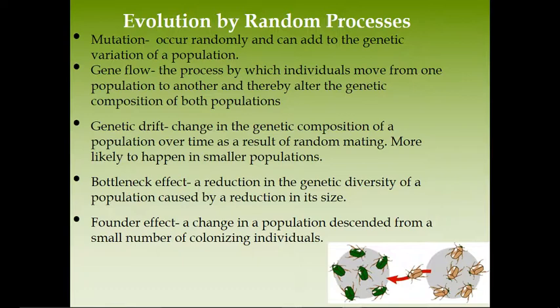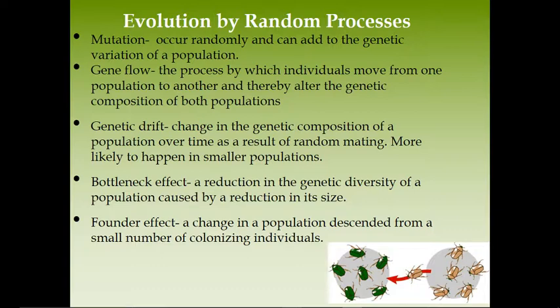The first is mutation, which occurs randomly and can cause species to randomly evolve and pass down mutated genes. And I already talked about mutations before, but this is just a recap. Gene flow is when individuals move from one population to another and alter the genetic composition of both populations. This could be through a pass through mountains. A natural disaster could move some individuals to another population. Some way to move individuals from one population to another.